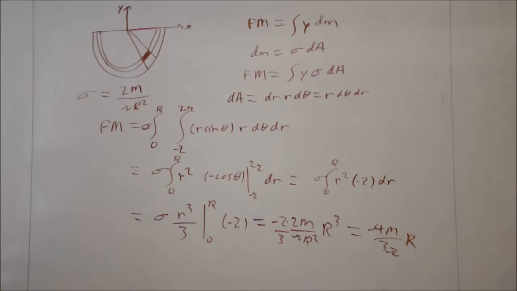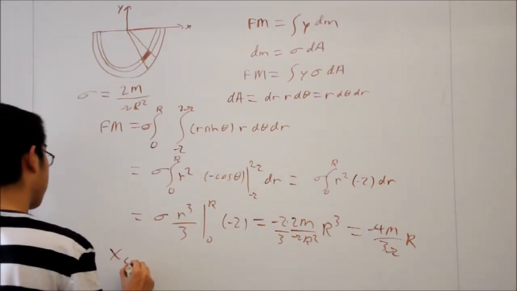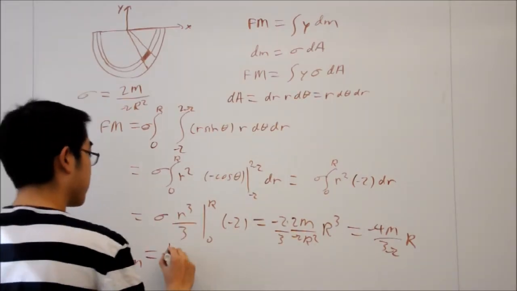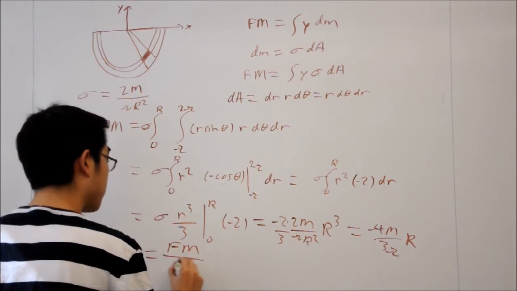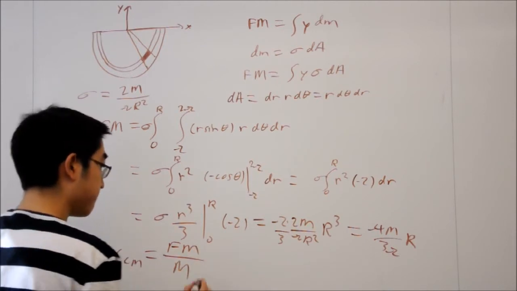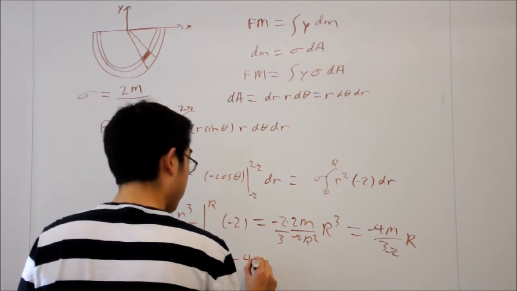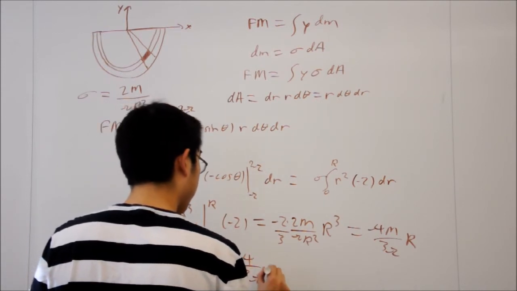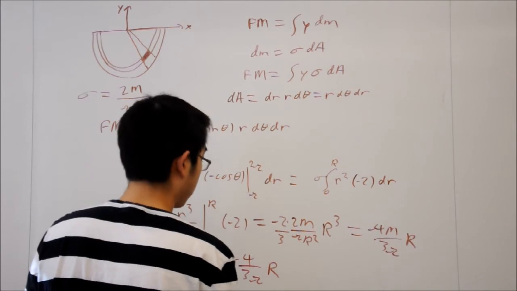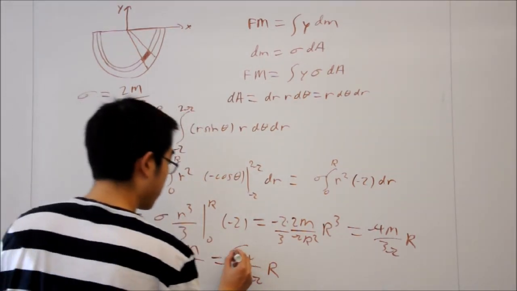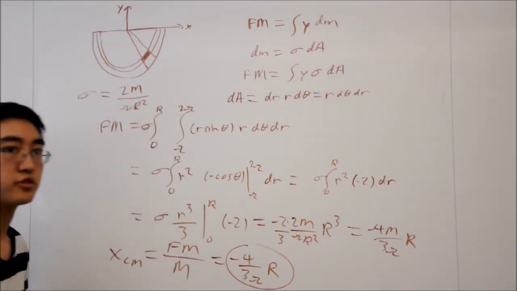So now our center of mass is just the first moment divided by the total mass, big M, which is just negative 4 big R over 3 pi, which is the same answer we got using Cartesian coordinates.